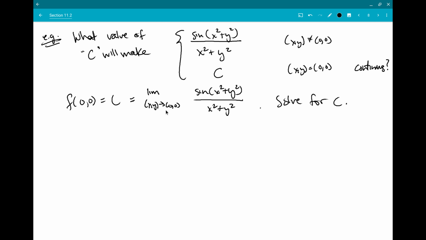So to solve for c, I need to know what this limit is. So let's go ahead and try to figure that out. I'm going to try to take xy to 0, 0, sine of x squared plus y squared over x squared plus y squared. Now things get a little tricky here.